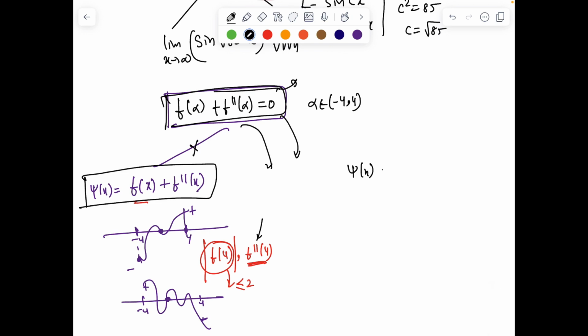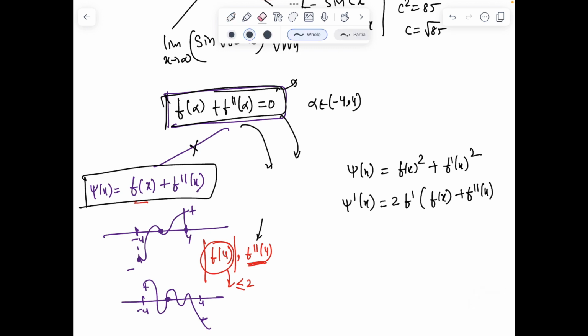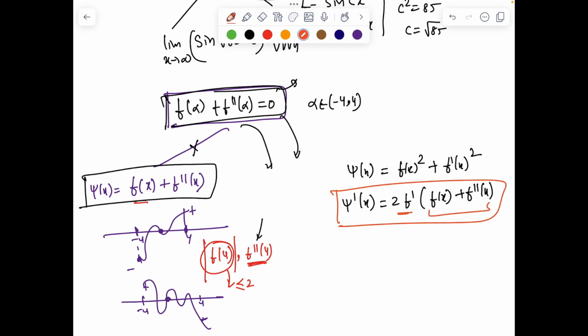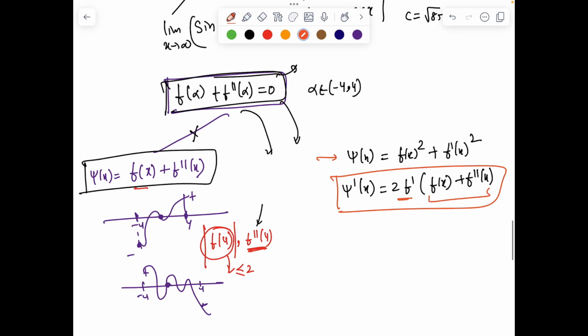So if I define a new function psi x as f of x square, possibly with that hint, that gives me psi dash x equals 2 f dash f x plus 2 f dash f double dash x. And now life is good over here, because in the problem we have to show the existence of some alpha such that f dash alpha is non-zero but this quantity does. It means now I'll apply Rolle's theorem on psi x.